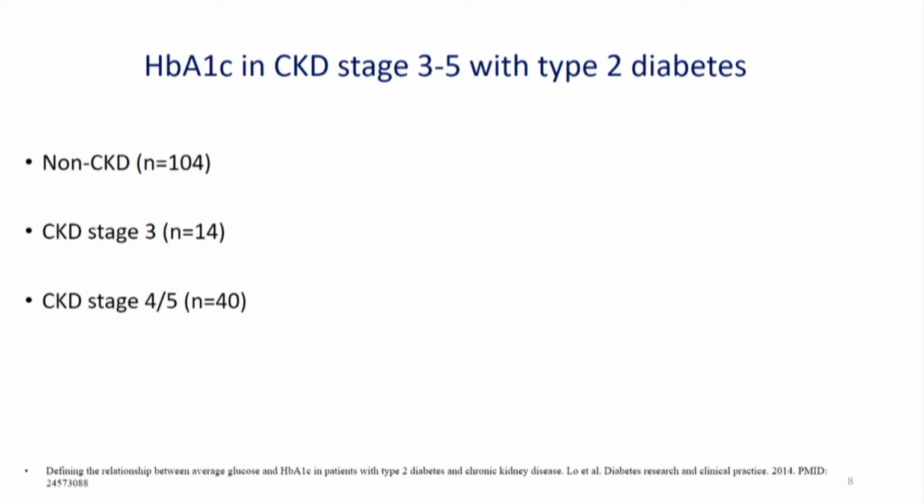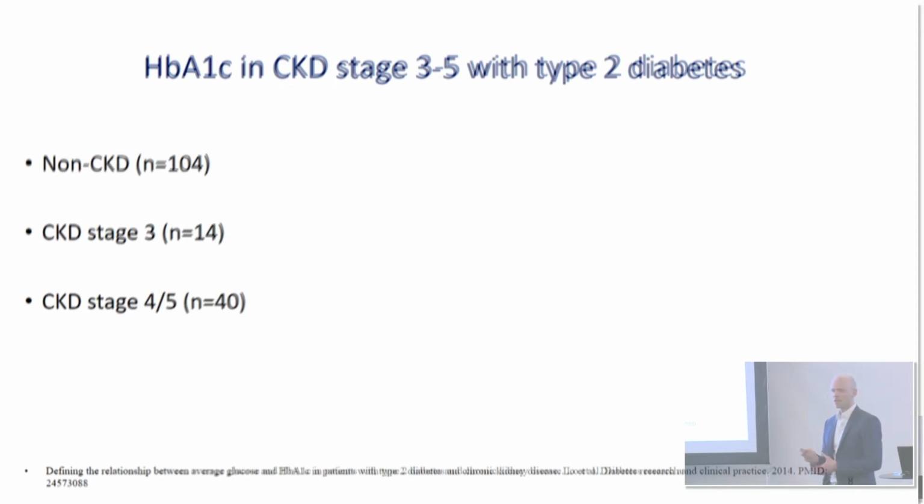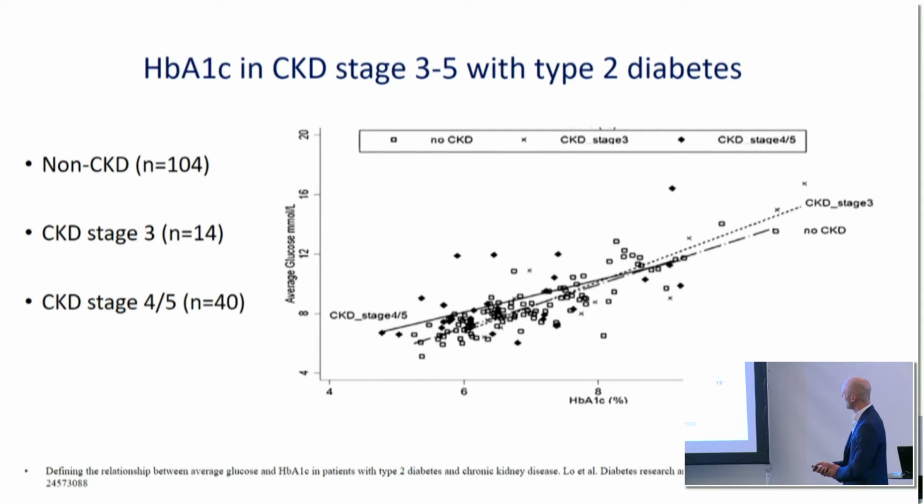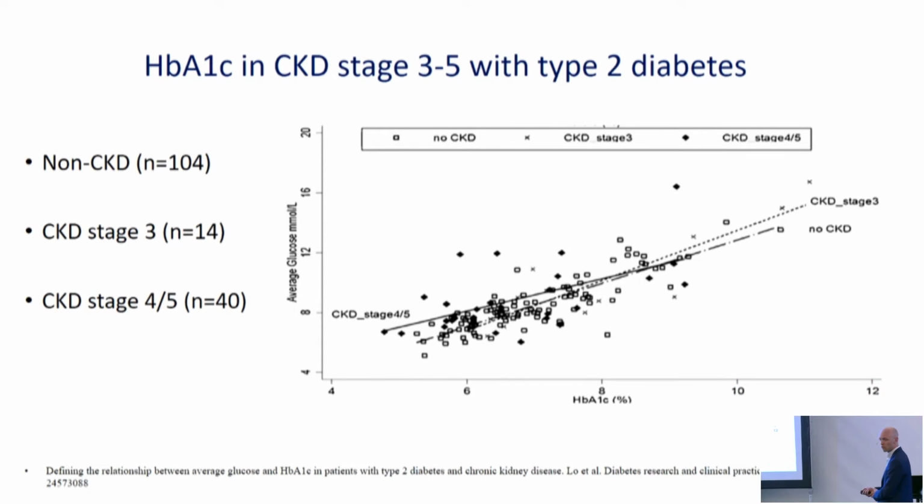So this was hemodialysis patients. What about the other CKD stages? There are not so many good studies, so I'll show you this one. They had a control group of 104 non-CKD patients, 14 with CKD stage 3 and 40 with CKD stage 4 and 5. This is a little difficult figure, I think, but here you have sensor glucose from CGM, which they used for 3 months, on the y-axis, and HbA1c on the x-axis.